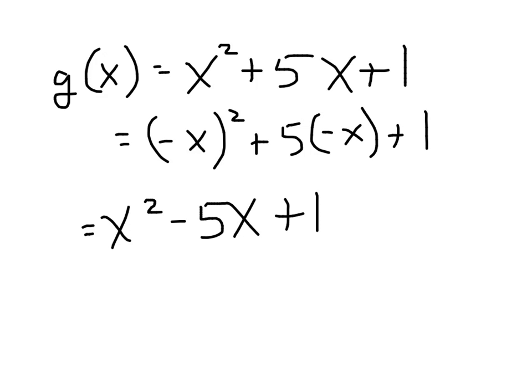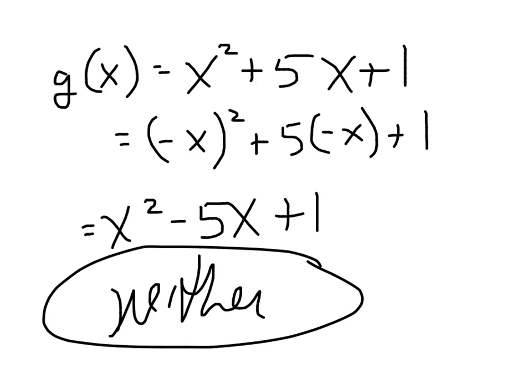Now, how does this relate to the original? Is it A, the same, so everything about it's identical? Is it B, all the signs changed? Or C, none of the above? None of the above. So if it doesn't do one of those other ones, then that's a neither. Okay? So all you would write for that answer would be neither, and you're done.